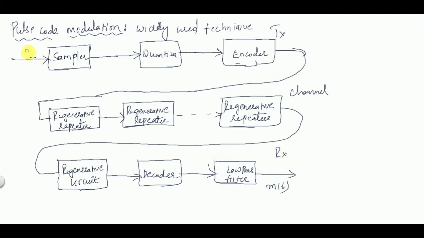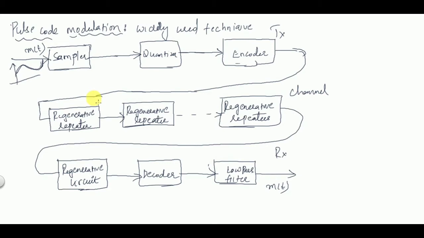This is your original message signal M of t. We'll see the operation of each and every block now. M of t is an analog signal because only analog signals exist in nature. If you take an example of your voice signal, and it is converted into electrical form, it is a continuous signal because you are talking continuously, decreasing and increasing your amplitude. So it is continuous in nature. All practical signals are continuous in nature.